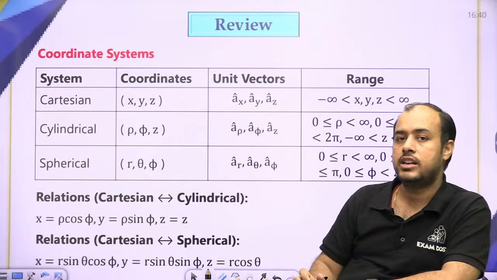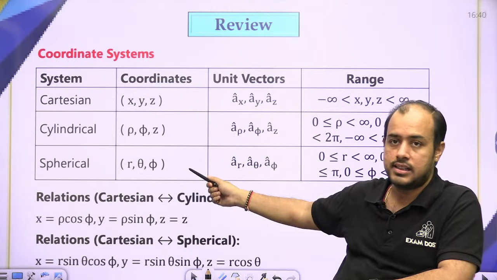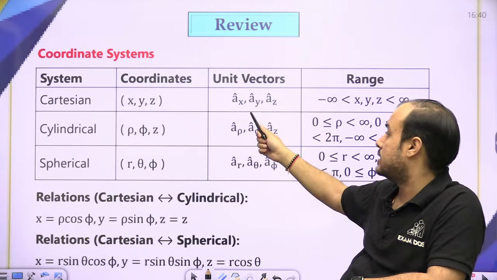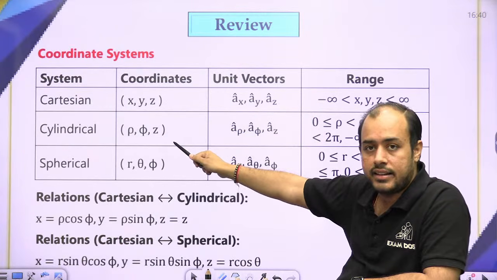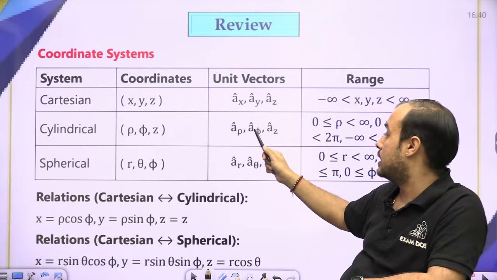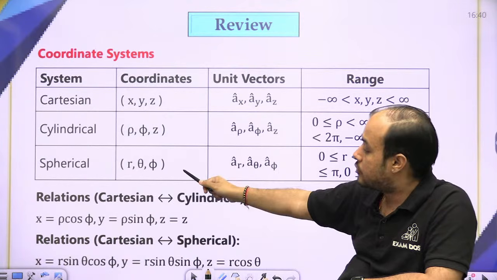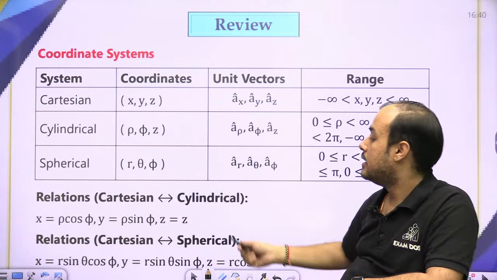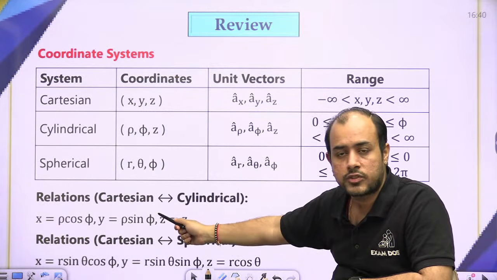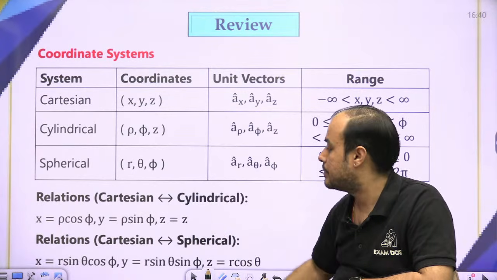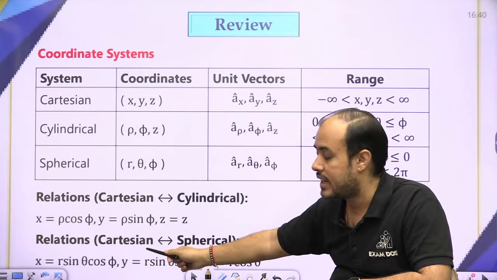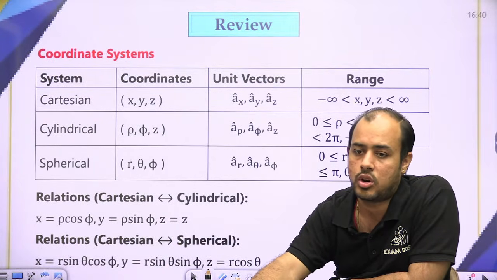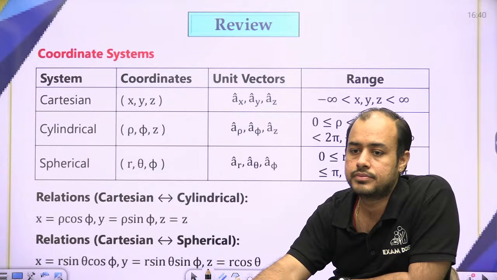Now we saw there are three coordinate systems: Cartesian, cylindrical, and spherical. In Cartesian, the three coordinates are x, y, z, and the unit vectors are ax, ay, az. Cylindrical: rho, phi, z, with unit vectors a rho, a phi, az. Spherical: r, theta, phi, with unit vectors ar, a theta, a phi. Now, x equals rho cos phi, y equals rho sin phi, z is z. For Cartesian and spherical, x is r sin theta cos phi, y is r sin theta sin phi, z equals r cos theta.